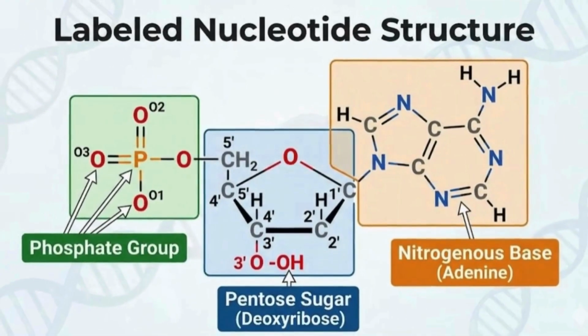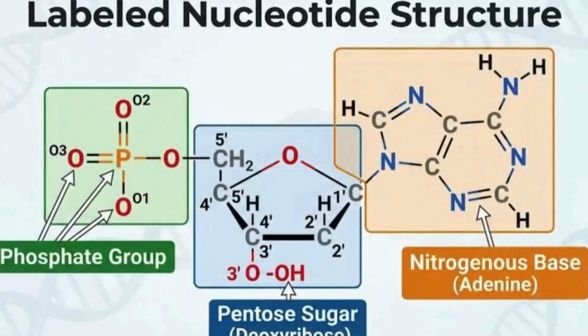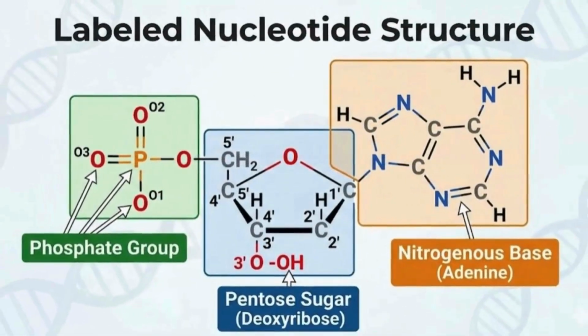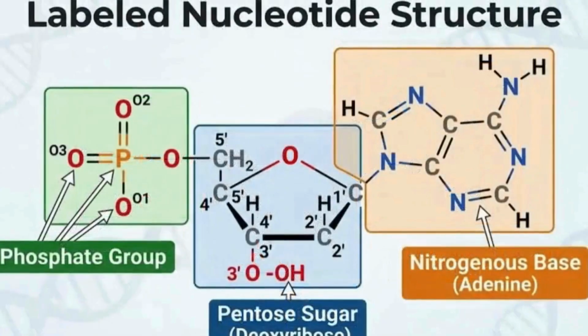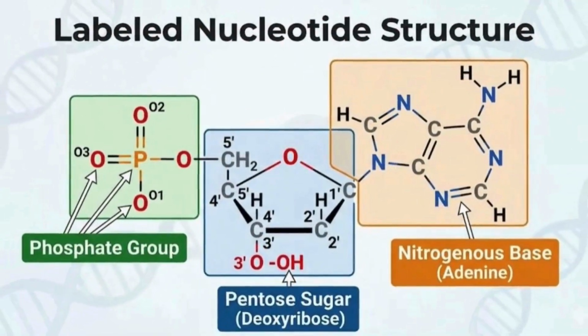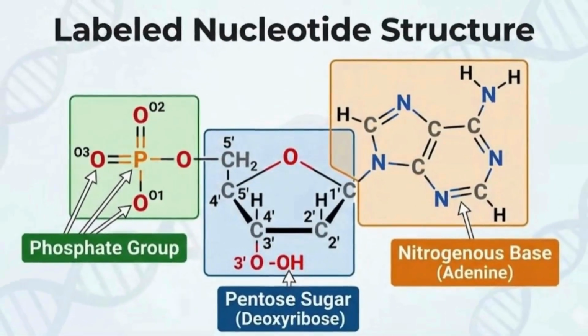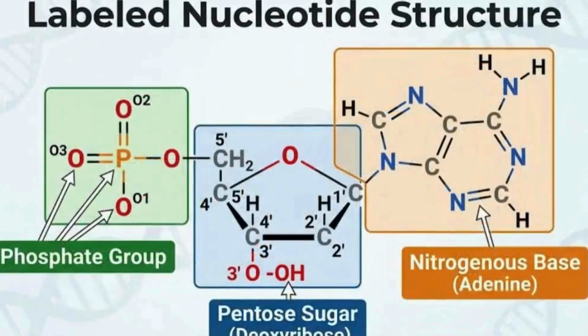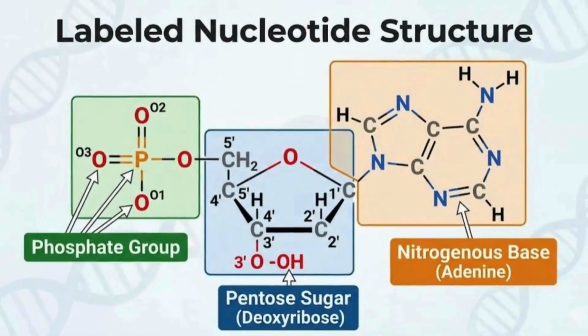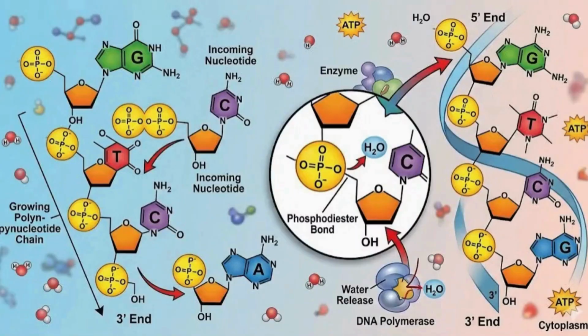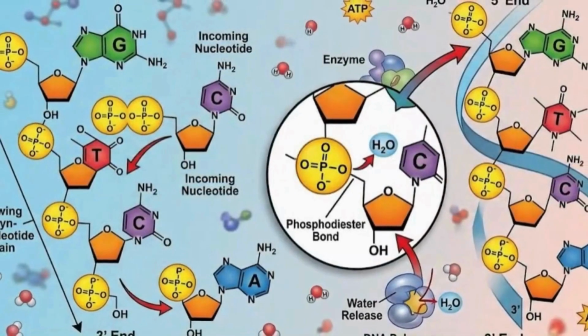Each nucleotide contains 3 major components: a phosphate group, a pentose sugar, and a nitrogenous base. In DNA, the sugar is deoxyribose, while RNA contains ribose. The nitrogen base is attached to the 1' carbon of the sugar, and the phosphate group attaches to the 5' carbon. Nucleotides join together through phosphodiester bonds, forming long polynucleotide chains.